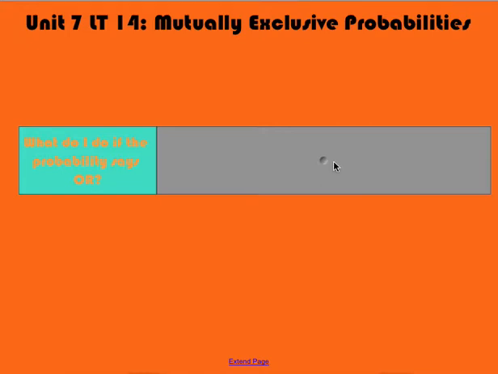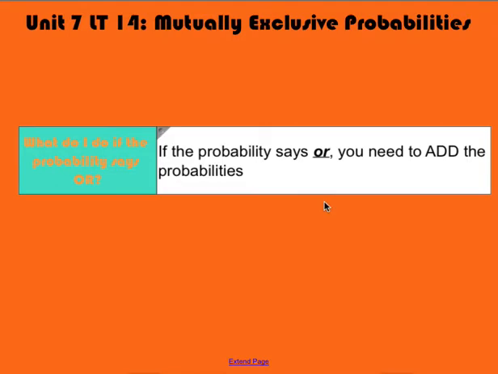So to start with, what do we do when the probabilities say or? That's what we want to figure out first. If the probabilities say or, you need to add the probabilities. On our previous note sheets, when it said and, we were multiplying. So for this note sheet, we're going to be adding probabilities.